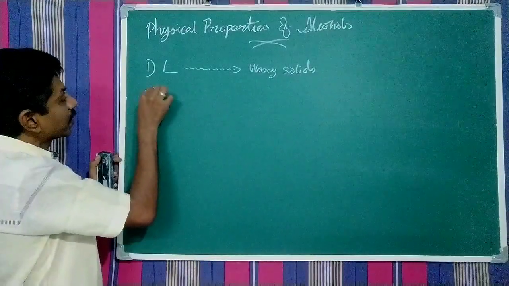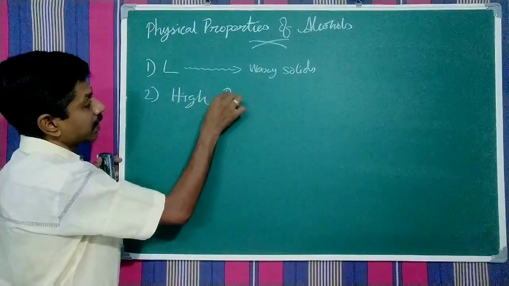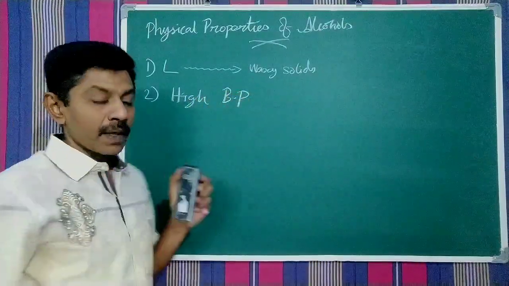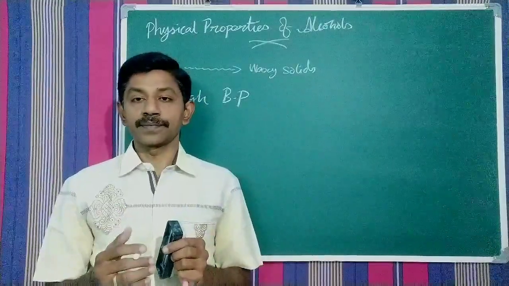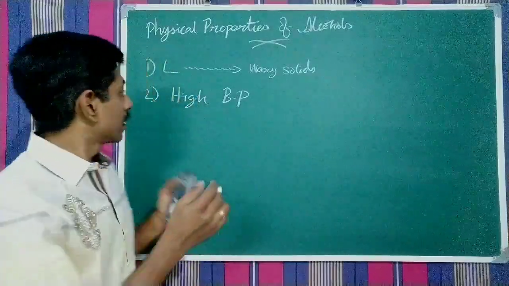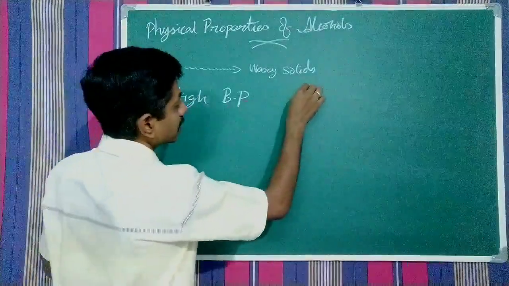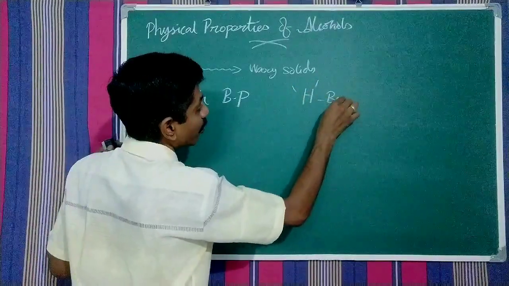And the second important thing is they are showing high boiling point, the boiling point increases. And what are the reasons? They have a new capacity, that is, they can go for intermolecular hydrogen bonding.